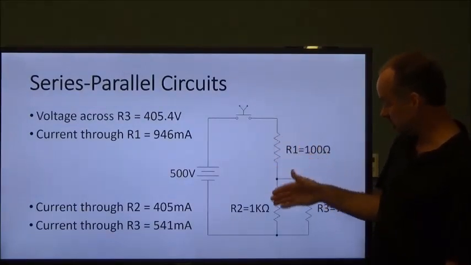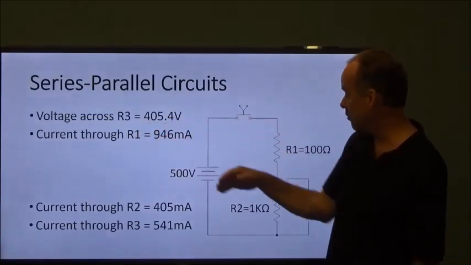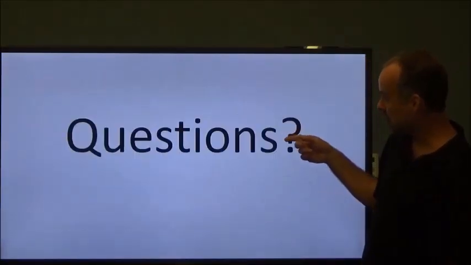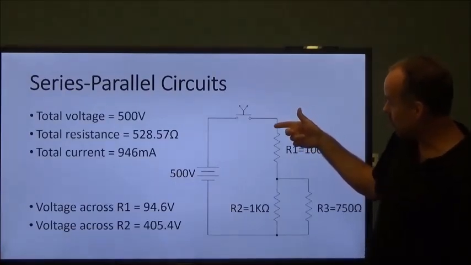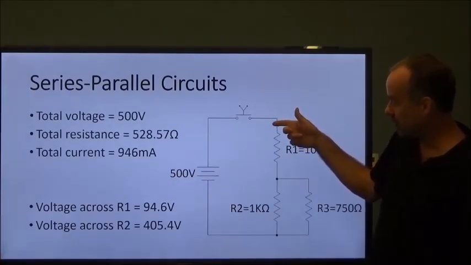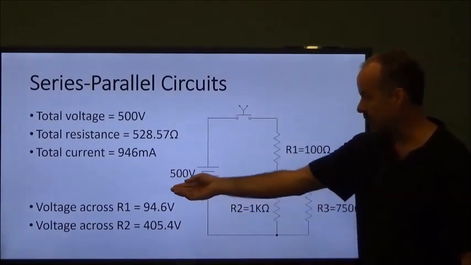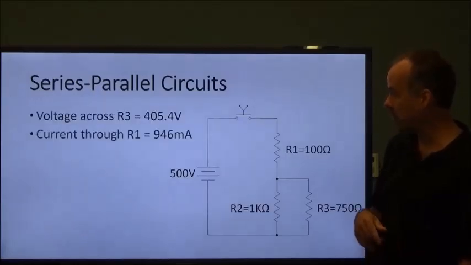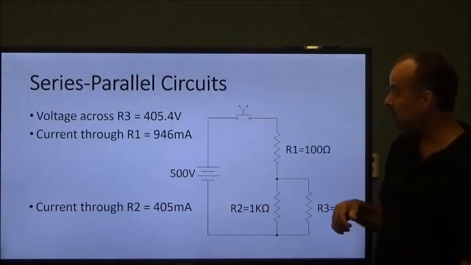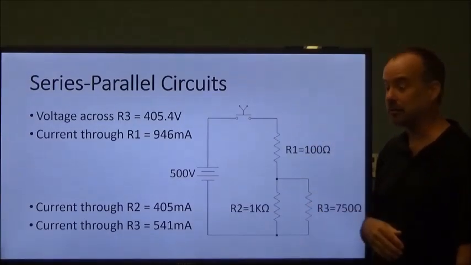And to determine if my voltage drop was accurate, I had 405.4 volts here, and I had 94.6 volts here. If I add the 94.6 and the 405.4, it equals my 500 volts. So that just confirms that the calculations we made were accurate.